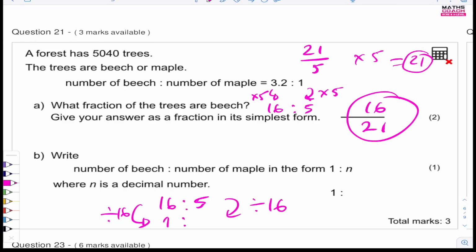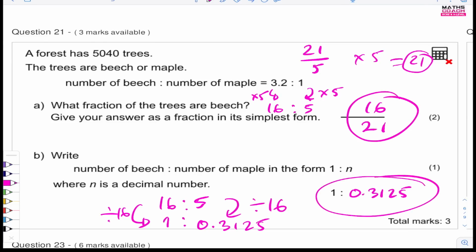So 5 divided by 16 on a calculator gives us a decimal value of 0.3125. So what we can do here is write 1 to 0.3125, essentially just copying down what we wrote, but it's there.